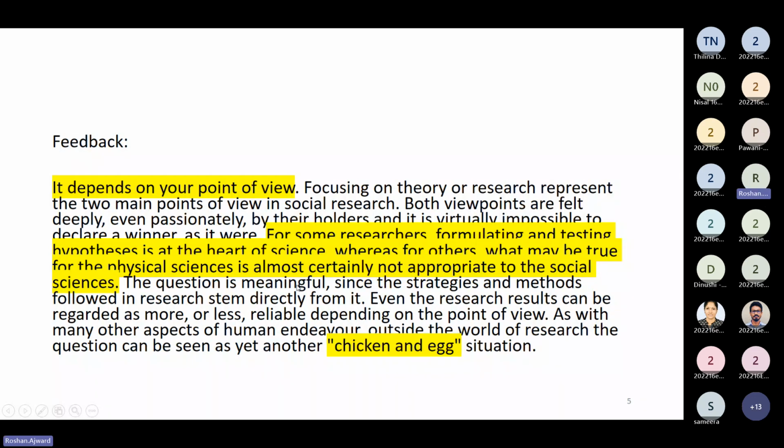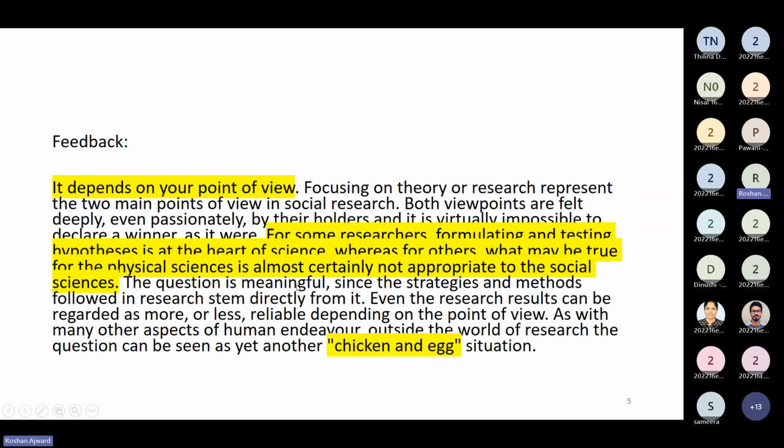Focusing on theory or research, research here means deductive research. It represents the two main points of view in social research. Both viewpoints are felt deeply, even passionately, by their holders, and it is virtually impossible to declare a winner, as it were. So we cannot say what's superior, what came first.